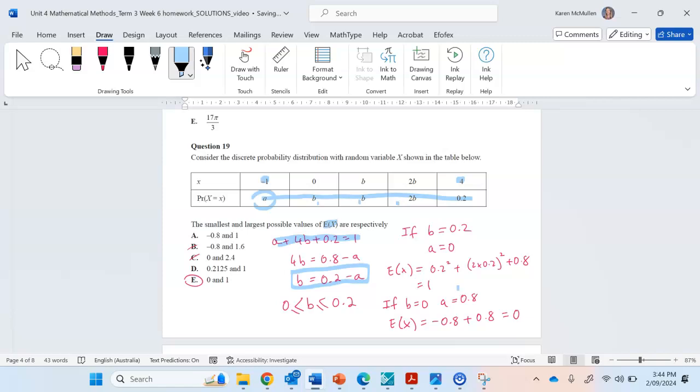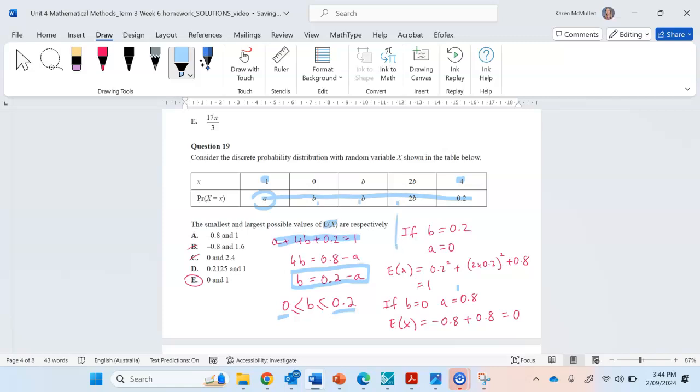So basically B can be anything between, it can be 0, but the maximum it can be is 0.2. All right, so it's got to be between 0 and 0.2. So basically, if A was 0, B would be 0.2, and if B was 0, A would be 0.8. So we're going to have a look at that in a sec.